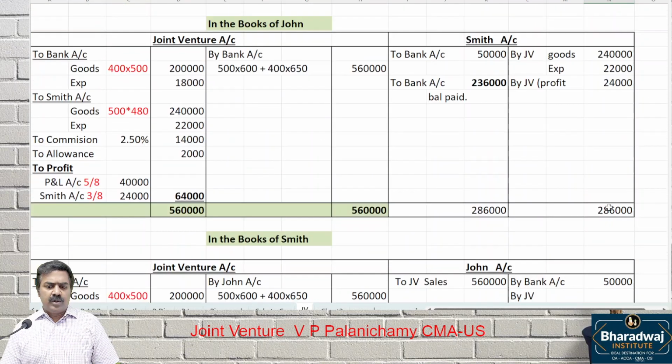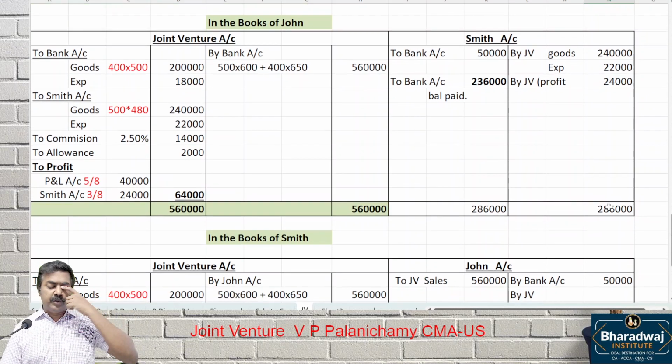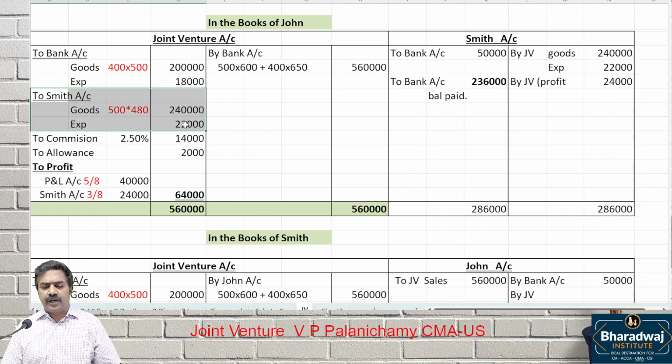Once again, a minute recollection before you take it up. In the books of which party? John. Whatever is spent by John, what entry will you pass? Joint venture account debit to which account? Bank account, commission account, allowance account, by bank account for the sales collected. Whatever is spent by Smith, what entry will you pass? Joint venture account debit to Smith account, other co-venturer account, goods, expenses.